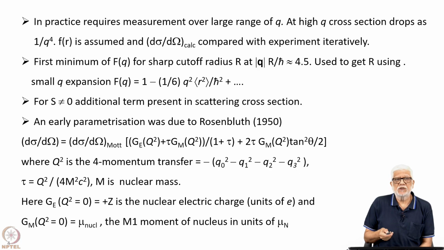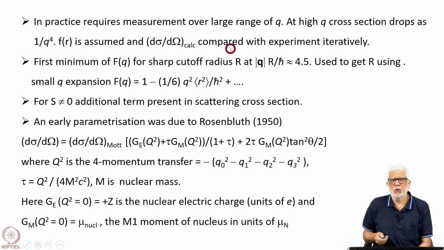In practice, of course, it requires a measurement of the cross section over a large range of q, and at high q, of course, the cross section drops, because that drops like 1 by q to the 4. So, what you do, of course, is you assume an f of r, and then you calculate d sigma by d omega, and then compare it with experiment, and then iterate. So, you make a better approximation for f of r, and then calculate this again, and so on.